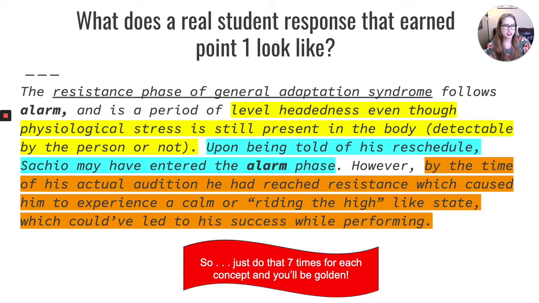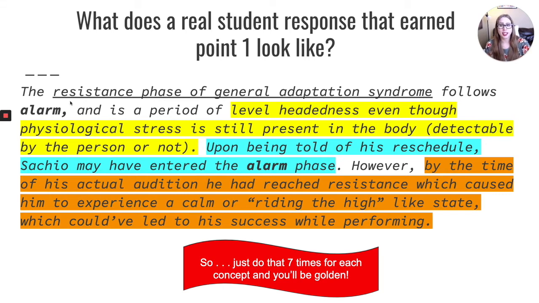And this student also does a really good job connecting this to relevant information. And what that means is they tied in outside information that wasn't given to them in the prompt. So you see how they connect the alarm phase in here?